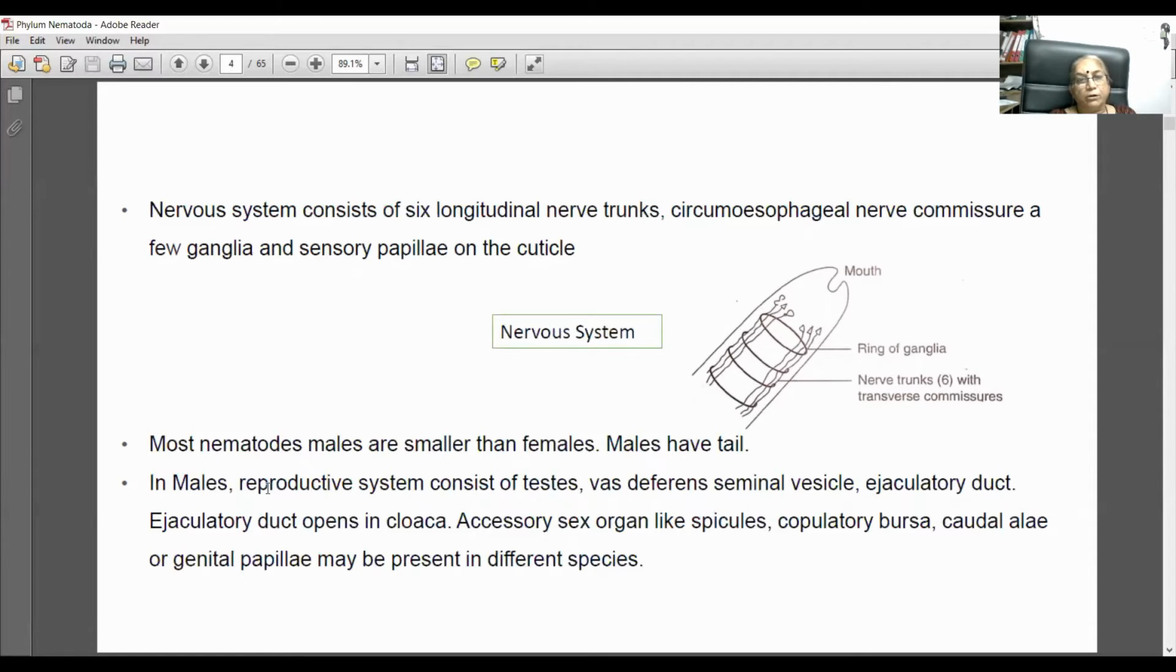In males, the reproductive system consists of testis, vas deferens, seminal vesicle, and ejaculatory duct which opens into the cloaca. Accessory sex organs are present, that is spicules, copulatory bursa, caudal alae, or genital papillae, that may be present in different species.